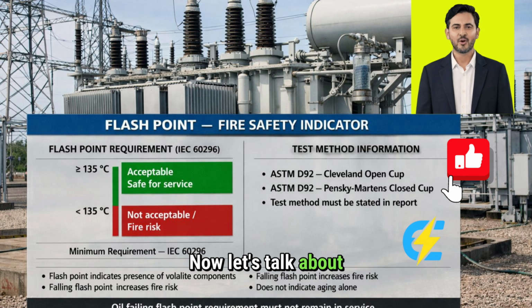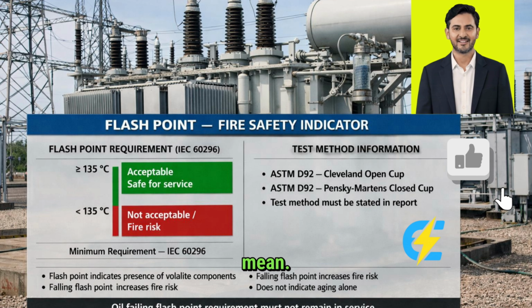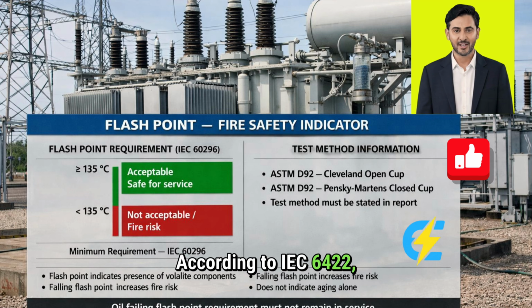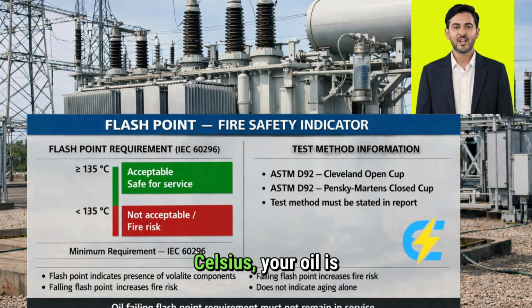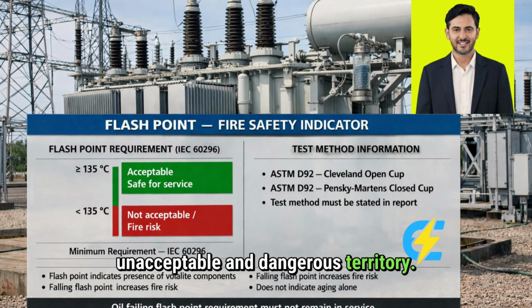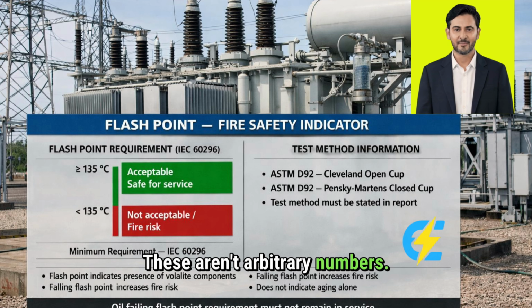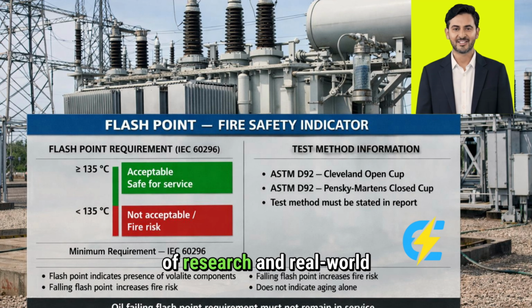Now let's talk about what these numbers actually mean. According to IEC 60422, if your Flashpoint is above 140 degrees Celsius, your oil is in healthy condition. Between 130 and 140 degrees, you're in the caution zone. Below 130 degrees, that's unacceptable and dangerous territory. These aren't arbitrary numbers. They're based on decades of research and real-world transformer failures.